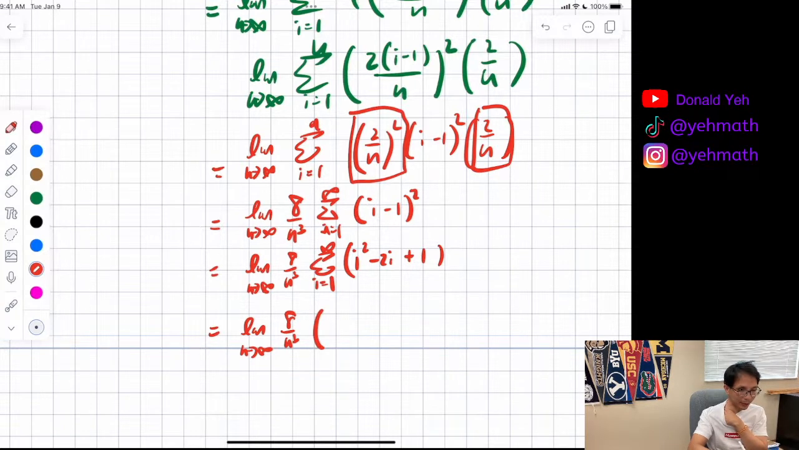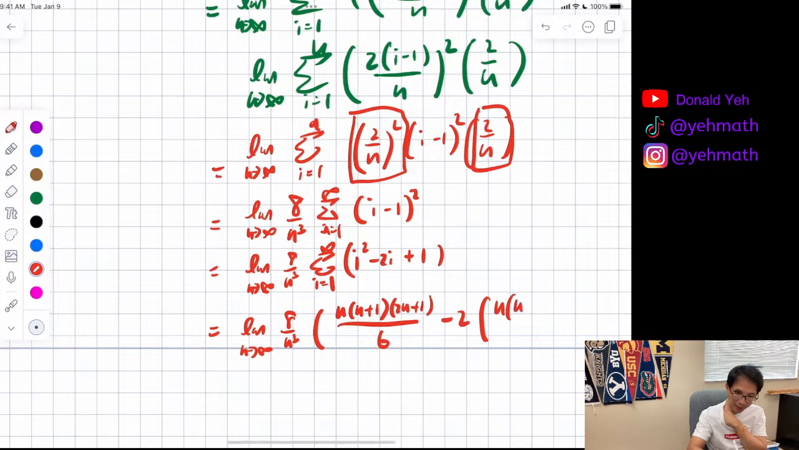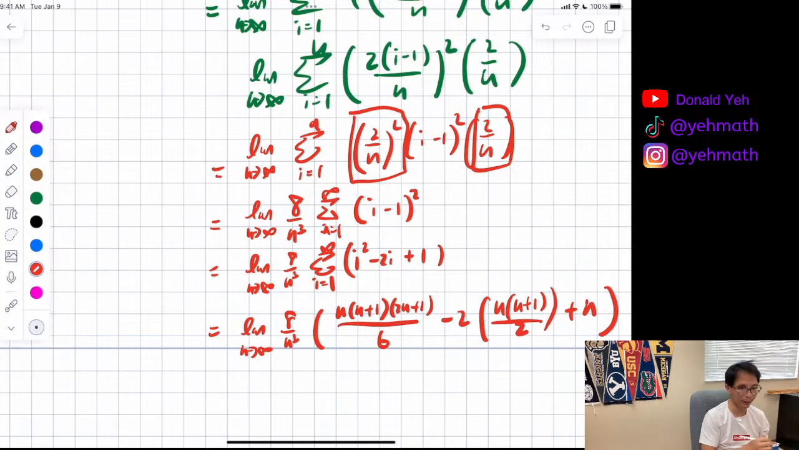The sum of i squared, what is the formula for i squared? It's n times n plus 1 times 2n plus 1 over 6. Does that make sense? That's i squared. What is the formula for minus 2 times the sum of i? It's n times n plus 1 over 2. Plus n. Why n? Because 1 times n, n.